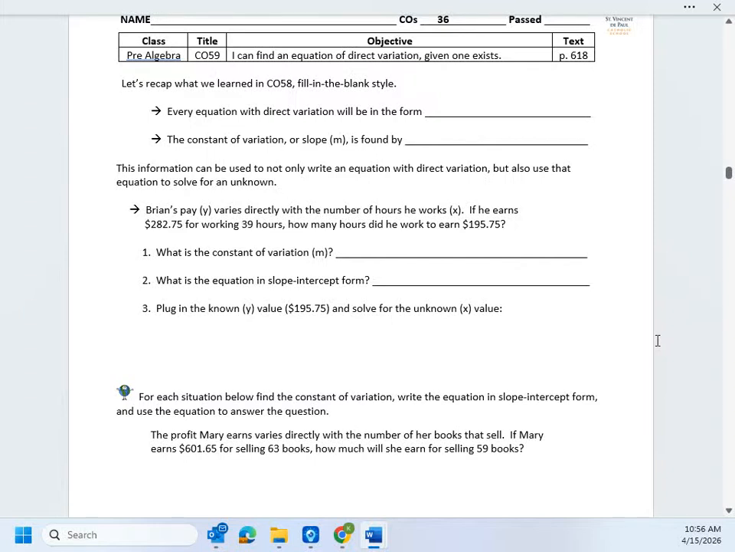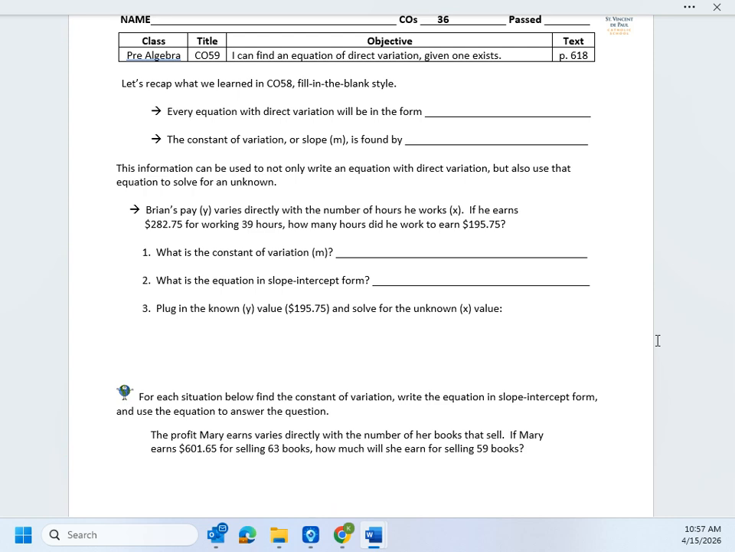Good morning. Today we are doing our last objective of the unit. We are doing CO59. I can find an equation of direct variation, like we did yesterday, given one exists. Yesterday we were checking to see is there a direct variation. Now we're going to work a little more with that. Remember, this is our last objective, so tomorrow is a review day. Practice test Friday, real test on Monday.